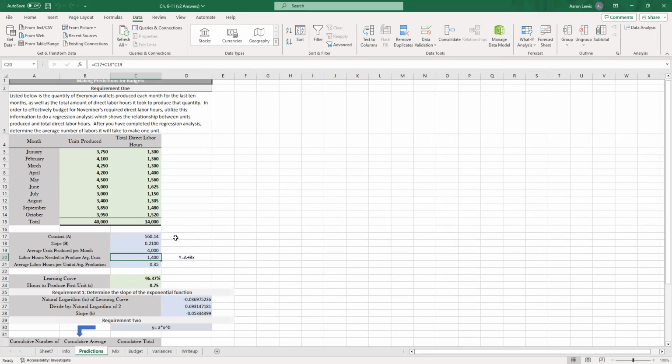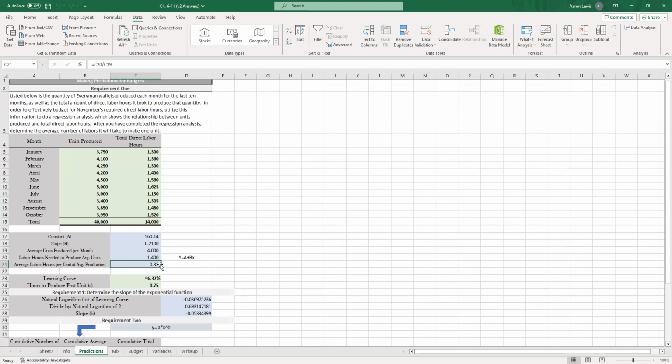This constant plus the slope times the average number of units that we produce gives us the labor hours that it took to make the amount of units up above. And then to figure out what your average time per unit was, you simply take the amount of hours it took to produce, our Y, and divide it by X, the number of units that we produce on average during a month, and it gives us on average how long each unit took to produce.